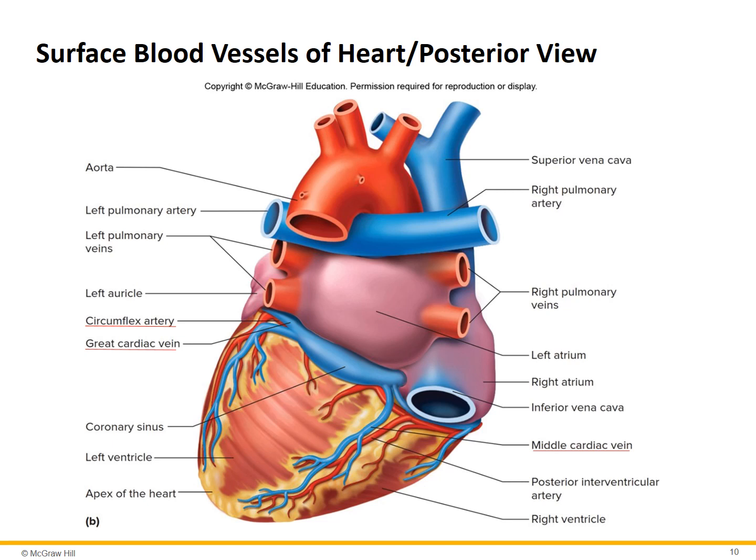And then on the back, you can see the circumflex artery there. You don't have to worry about identifying that on the heart model. It's also showing some of the other veins, like the middle cardiac vein. Don't worry about that one. I just have it underlined showing it, but don't worry about that. The posterior interventricular artery.